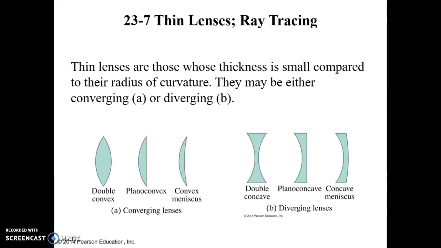Hello, class. The last section we'll discuss is thin lens. Thin lenses are those whose thickness is small compared to the radius of curvature. They may be either converging, which is figure A, or diverging, which is figure B.